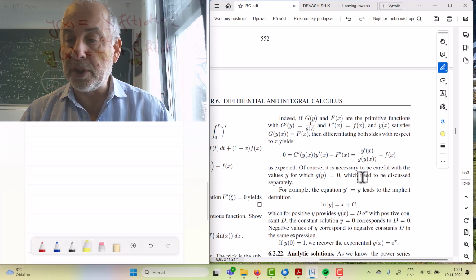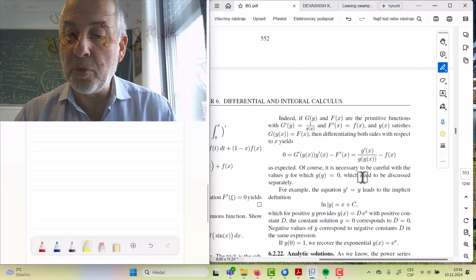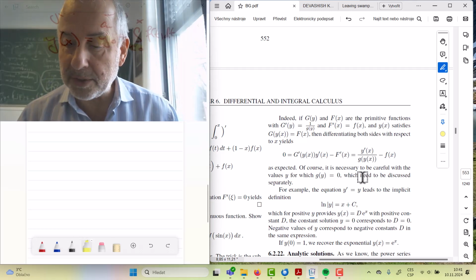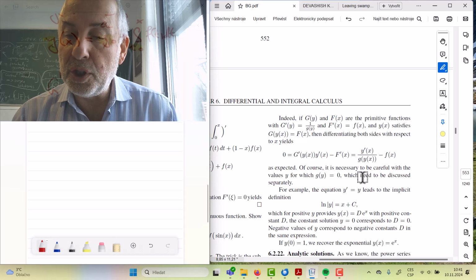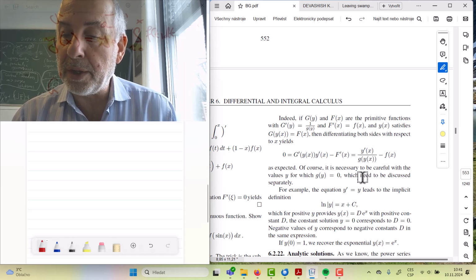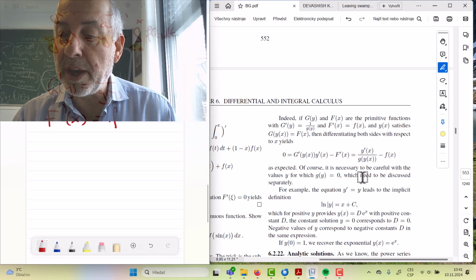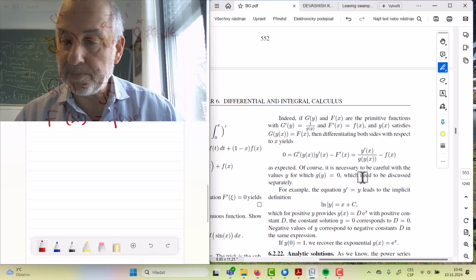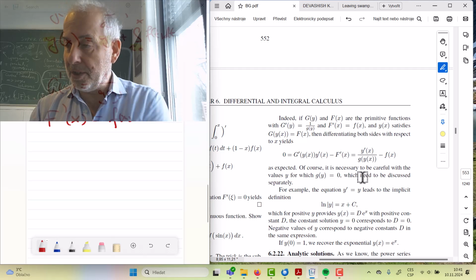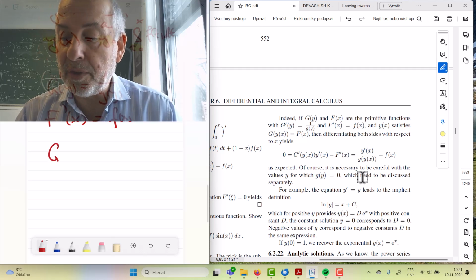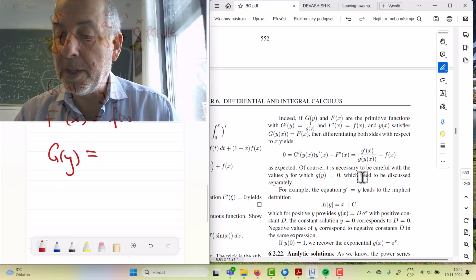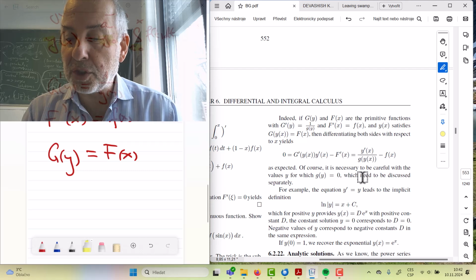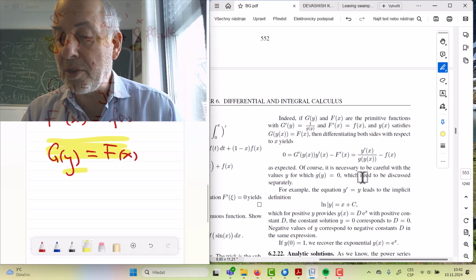So if capital G was the primitive function to, well, that's not the right thing. If G' in y would be 1 over g(y), and F' in x would be f(x), then as it's easily checked, we have an equation G(y) equals F(x), and that's a description of our solution.